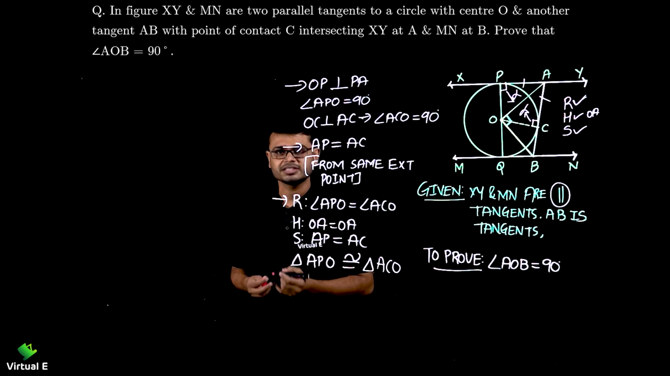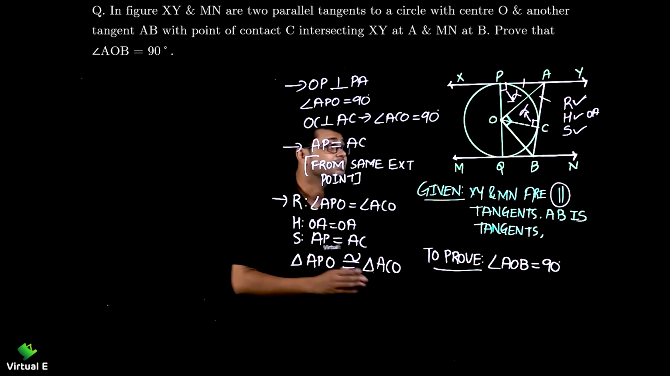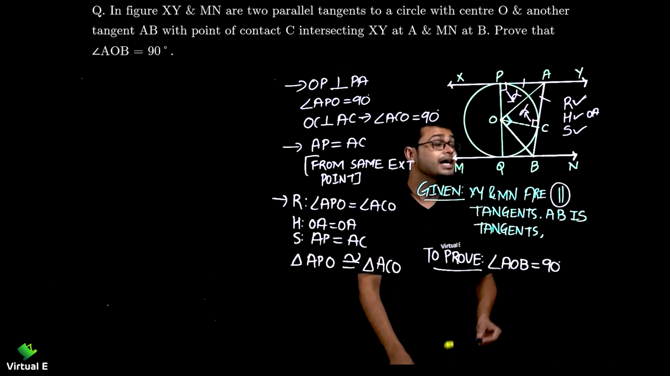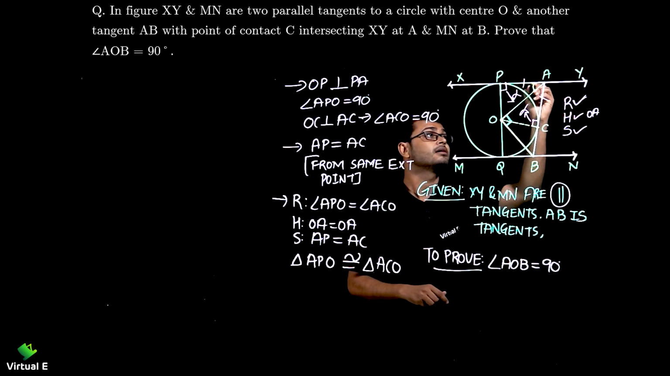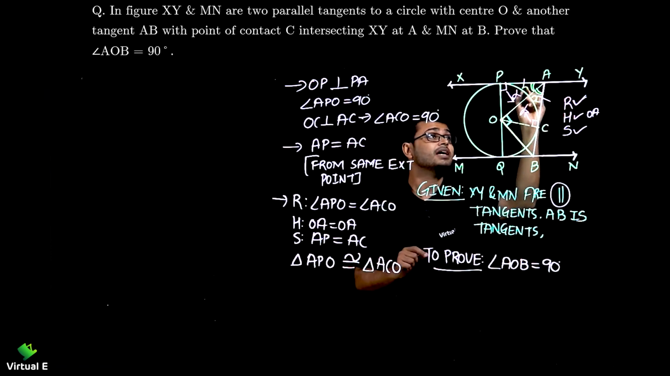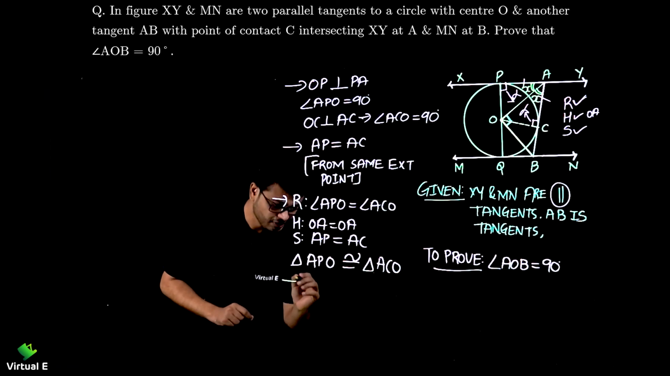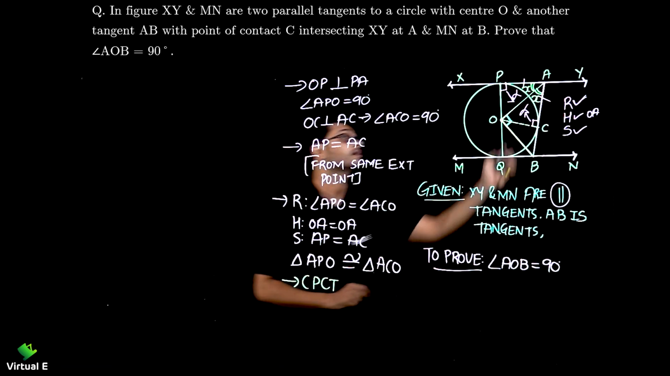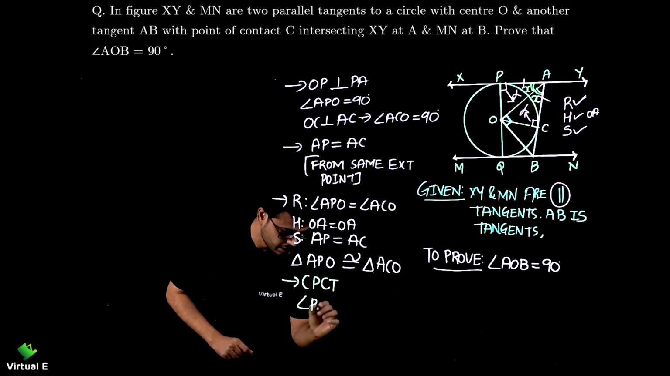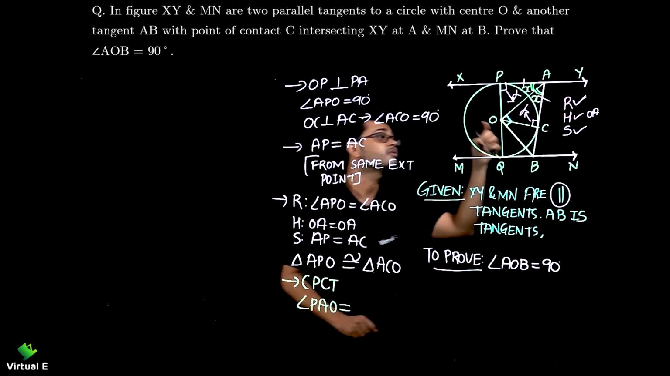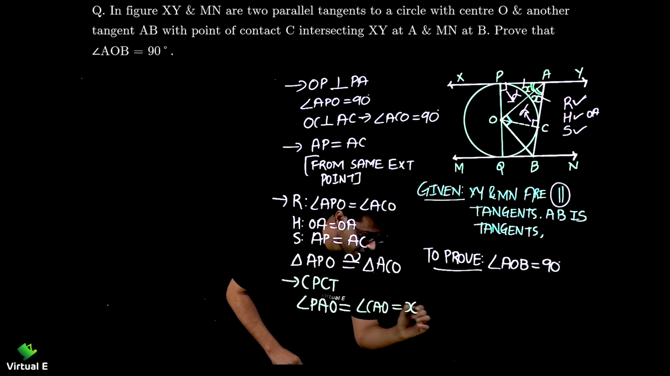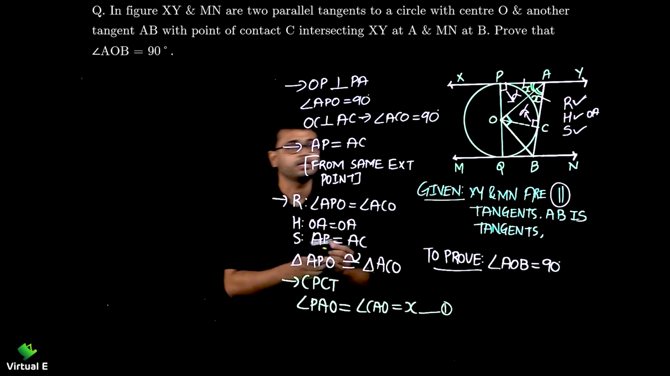Okay. Now why have I done this? First of all, we are not just practicing proving triangles congruent. There is one reason. I want to prove that this angle and this angle are equal. Let me take this as X and here as well. So from CPCT, I can write angle PAO, which is the angle here, CAO. Angle CAO is equal to X. I'm just giving it number 1. It will be very helpful.